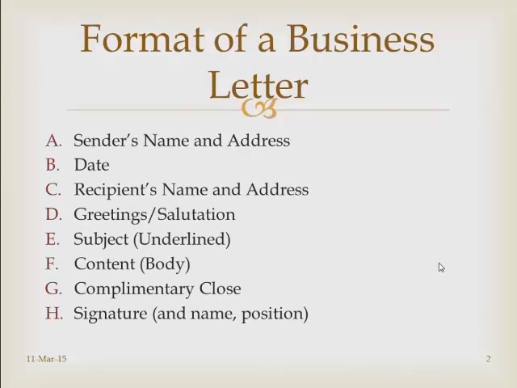So in the format of a business letter, these are the particular elements that you must have in the letter and in this particular order. You start off with the sender's name and address, which is your name and address, followed by the date. Then you have the recipient's name and address, the greetings and salutation, the subject, which is underlined. Then comes the body of the letter, which is the content, followed by a complimentary close and the signature. And I will go through each of these in detail with examples.